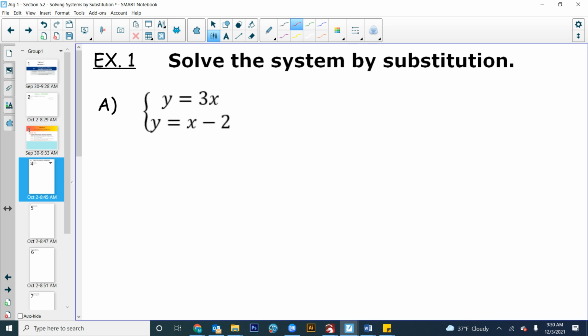Here's what I like to do. Everybody do this with me. I'm going to box in the information I'm going to transport. I'm going to ship it off to the other equation. I said ship. What do I want to put it in for, guys? What does this say? y equals 3x. So down here where I see y, I can put what? 3x.